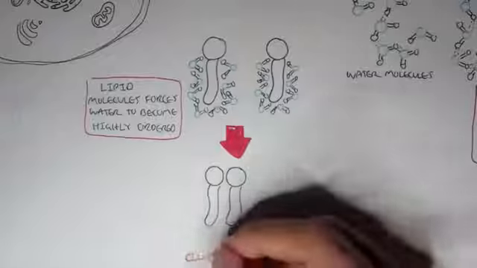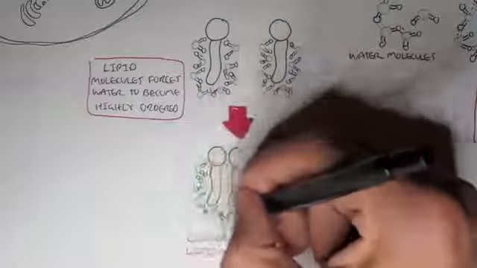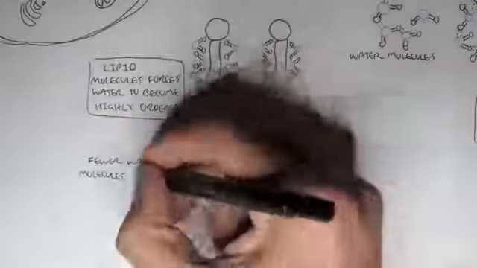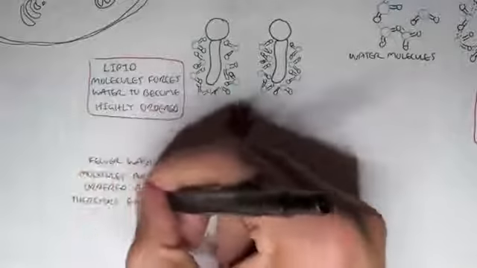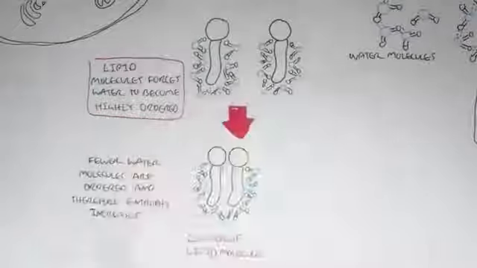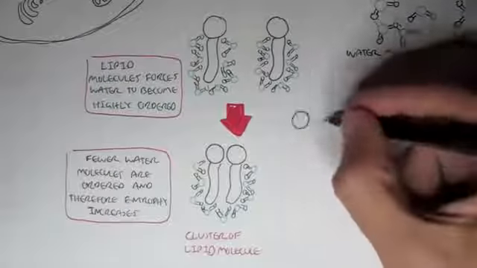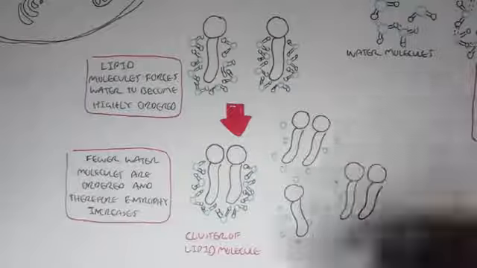So what happens if we combine these two lipids together to form a cluster of lipid molecules? Well, this means that fewer water molecules are ordered, and therefore entropy increases, because only part of the water will surround the lipid structure and will not be in the middle, because the lipid will prevent this.